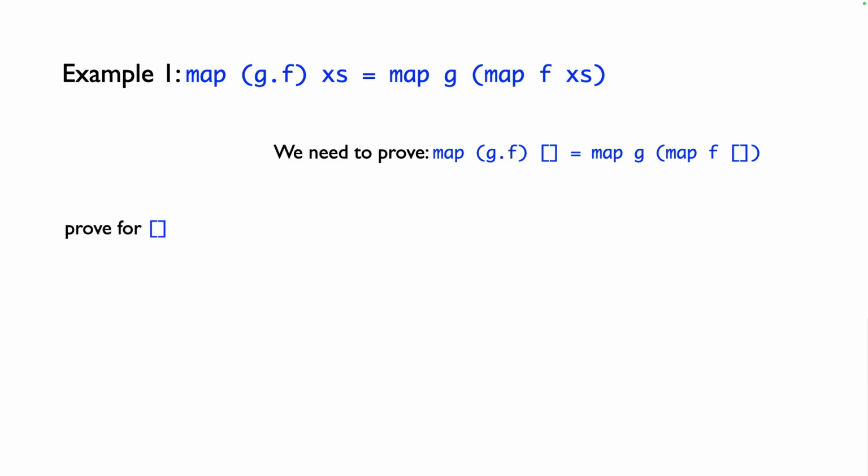So what we have to do here is prove map of g dot f on the empty list is the same as map g applied to map f of the empty list. Well, how can we start? What is map of any function applied to the empty list? It is the empty list by definition of map.